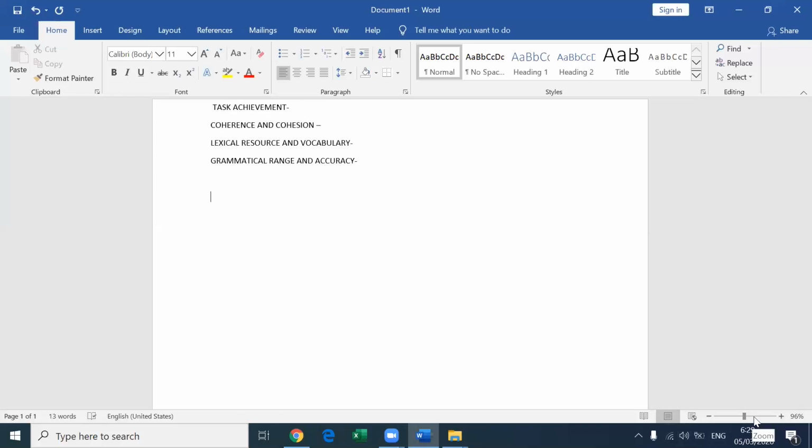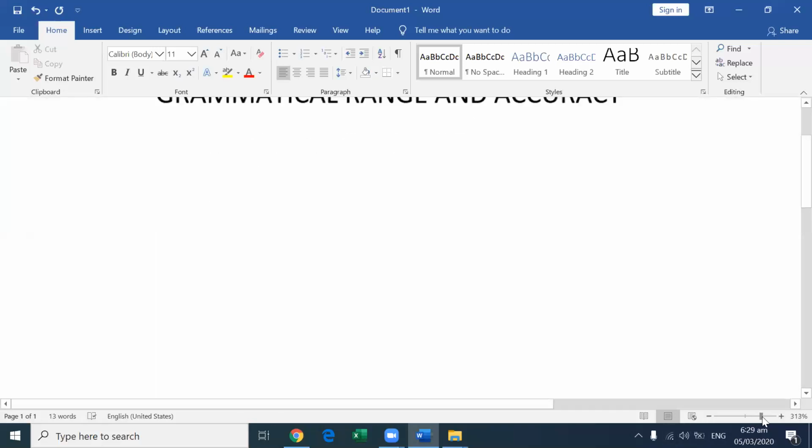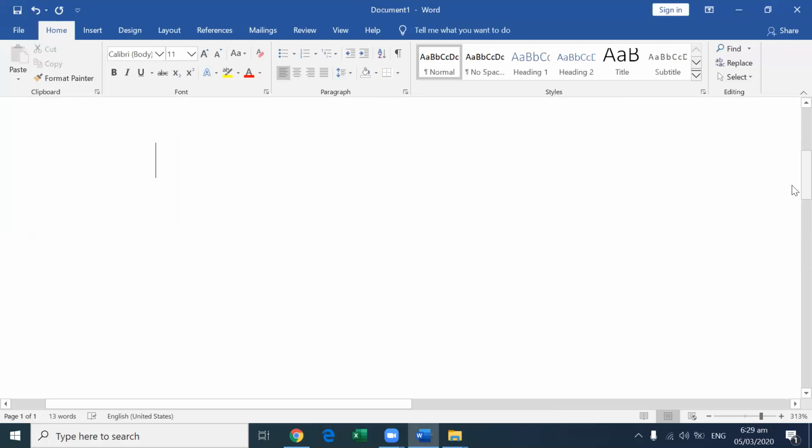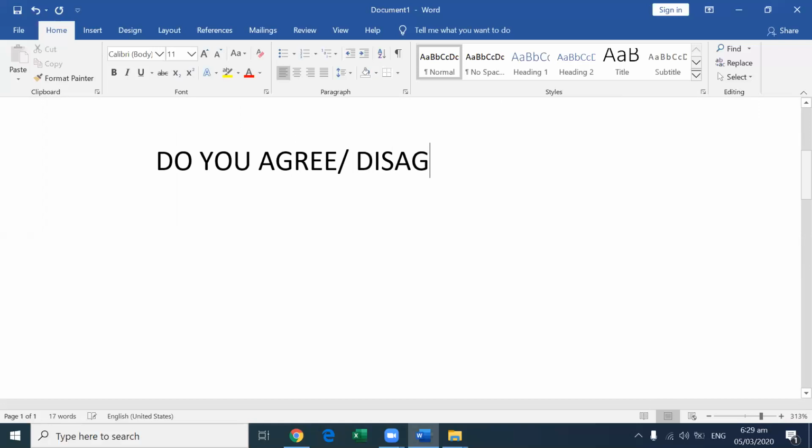Now let's proceed to the format of the question type. Do you agree or disagree? Okay, first and foremost, you have to know that this question type is absolute. Therefore, if you will be asked if you agree, you just need to agree all throughout. If you disagree, then you have to disagree all throughout.